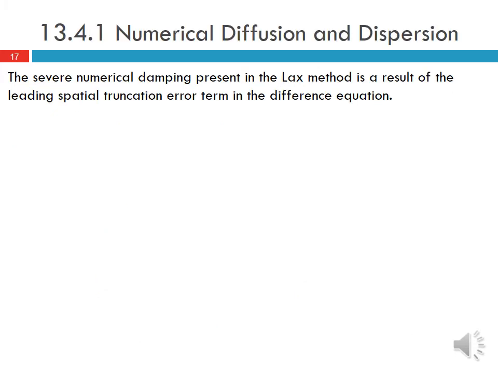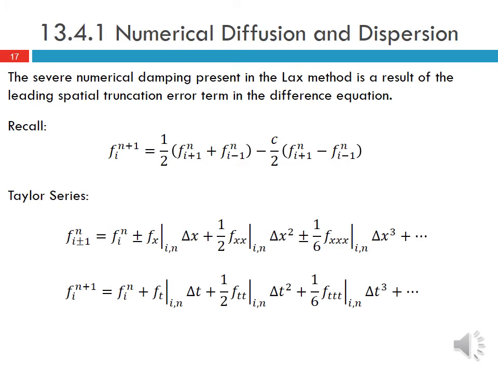So we can talk about this numerical diffusion and numerical dispersion. The severe numerical damping present in the Lax method is a result of the leading spatial truncation error in the difference equation. Recall that this was our approximation. We can expand this out using a Taylor series as shown here.